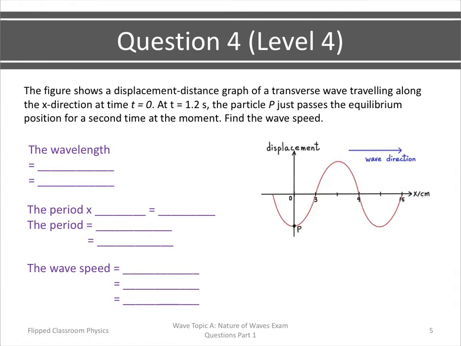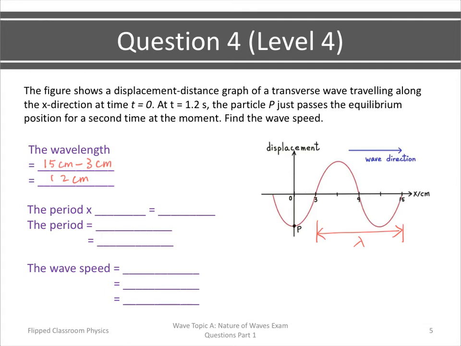Firstly, we need to find the wavelength. The wavelength is equal to the distance between the 3 cm and the 15 cm. So the wavelength is 15 cm minus 3 cm. That means 12 cm. Then we need to find the period.